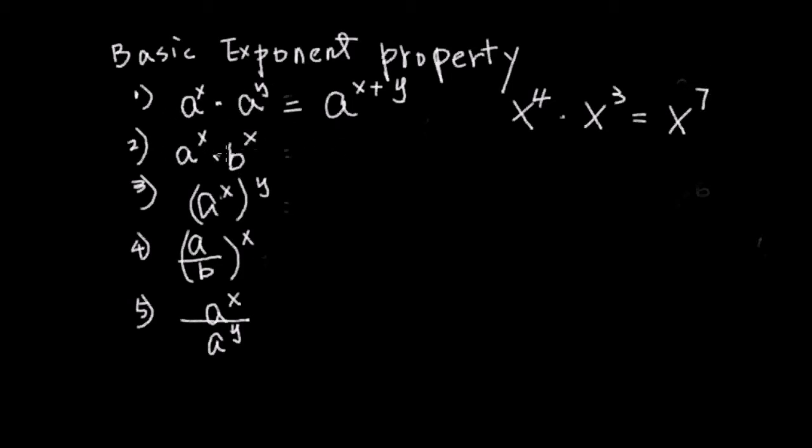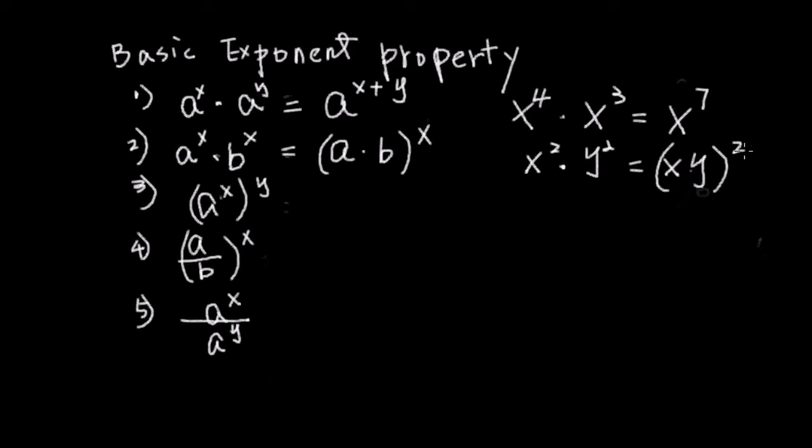And then the second one: if you have a different base but with the same power, then just go ahead and multiply these two numbers and then raise to the x power. An example would be x squared multiplied by y squared. Then you would multiply x and y together, and then raise to the square.